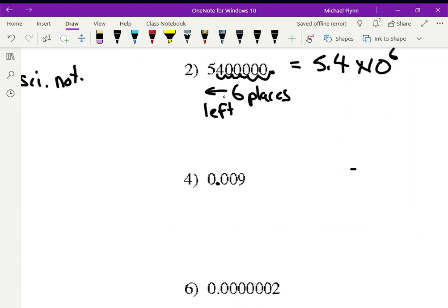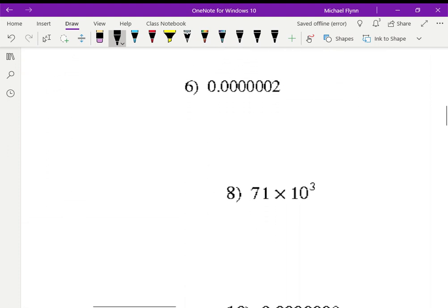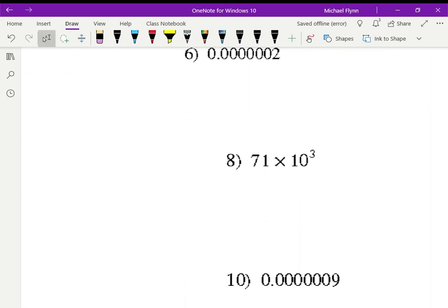Now I did another one for you here. So let's do one more. So I'm doing some of your homework for you. I'm sure you appreciate that. Here's my decimal. I have to move it 1, 2, 3 places over there. So this is equal to 9 times 10 to the negative 3 because I moved 3 places to the right. If it's right, it means negative exponent. If it's left, it means positive exponent. That's it.